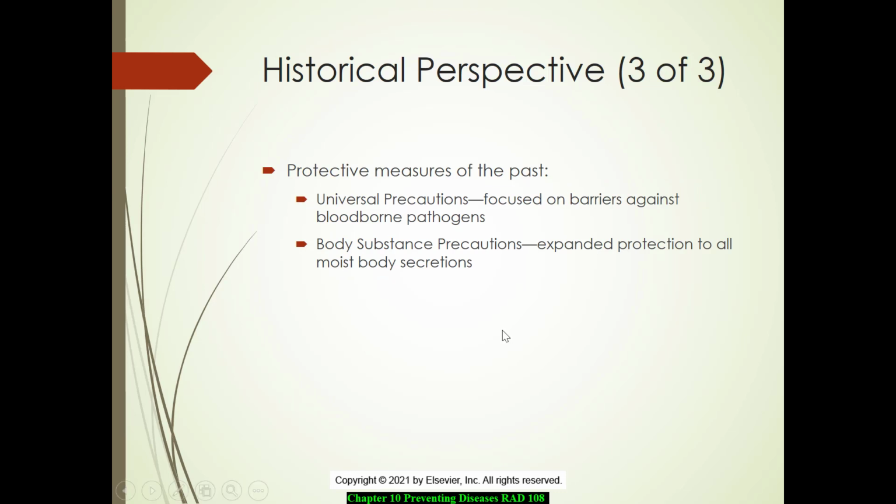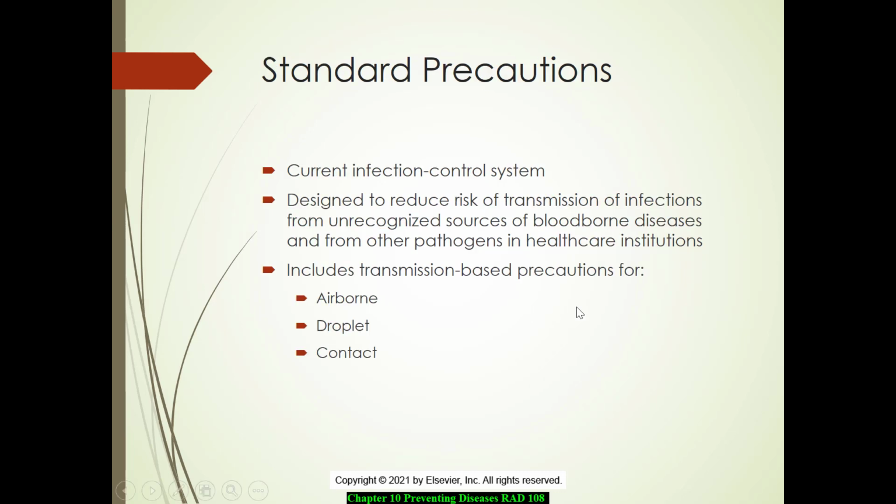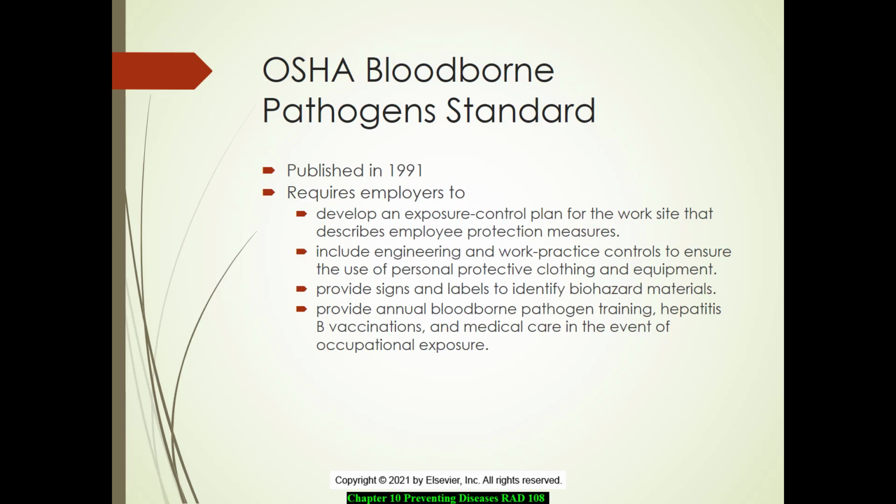Those protective measures, universal precautions, focus on the barriers against bloodborne pathogens, and body substance precautions expand to help protect you against any body secretions. With standard precaution, we're looking more at the infection control system. It's designed to help reduce the risk of transmission of infection. Anything from airborne, droplet, and contact have precautions put in place.